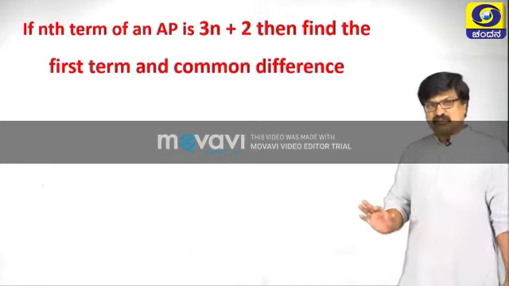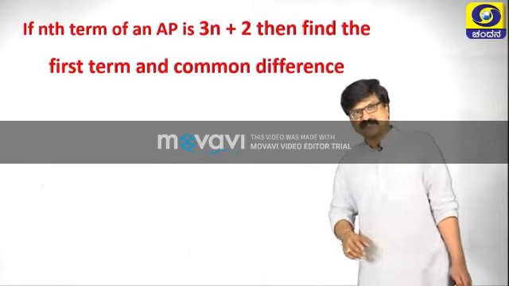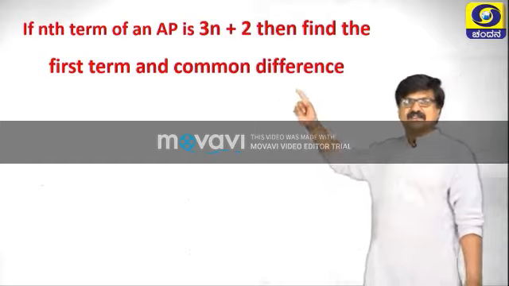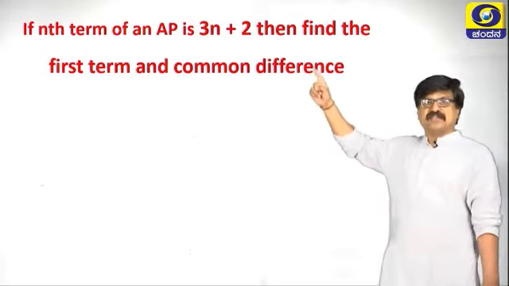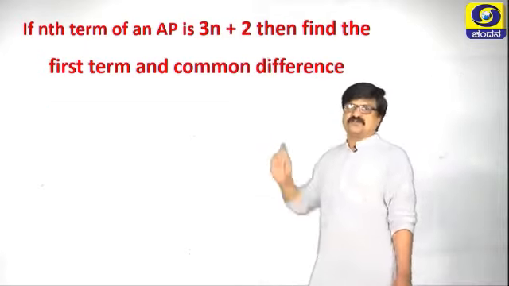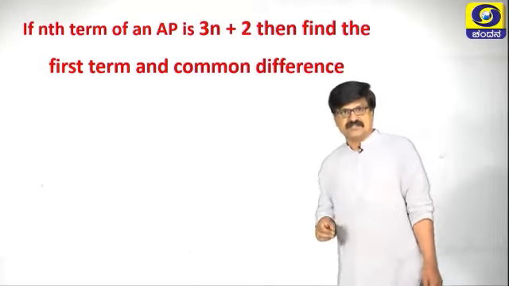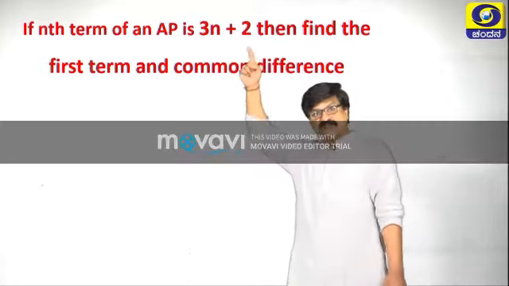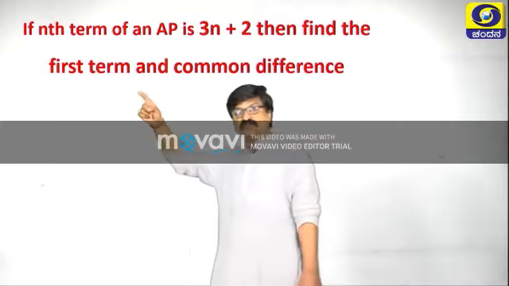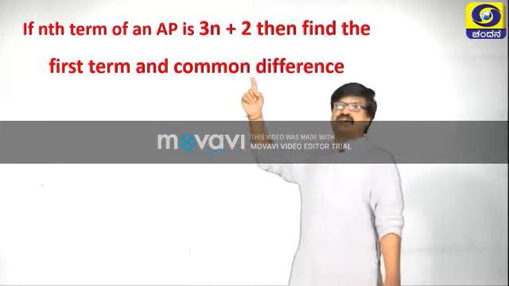Next, let us take one more problem here. The problem is like this: the nth term of an AP is 3n plus 2, then find the first term and common difference. Here the nth term is given, and we are going to find the first term and common difference.